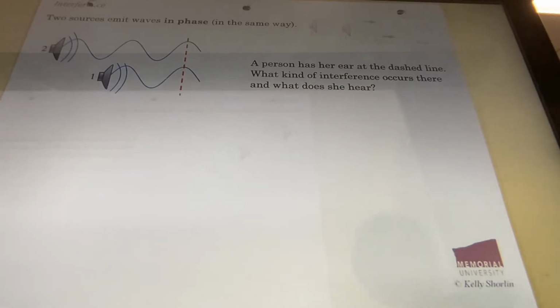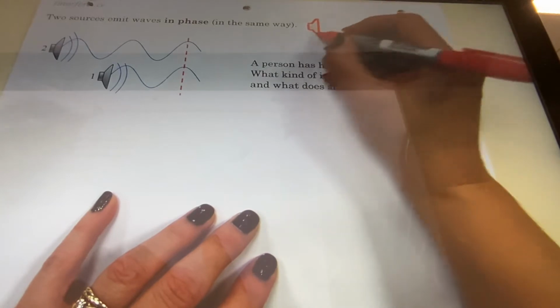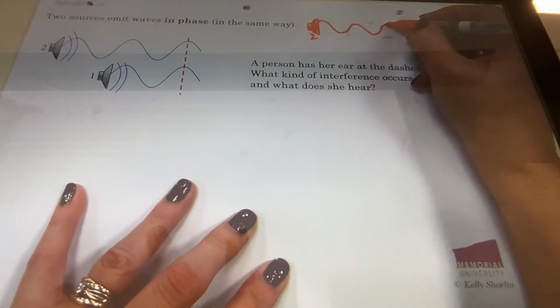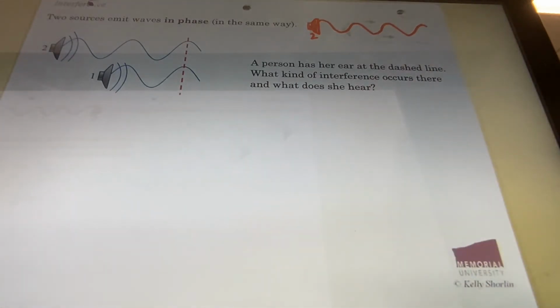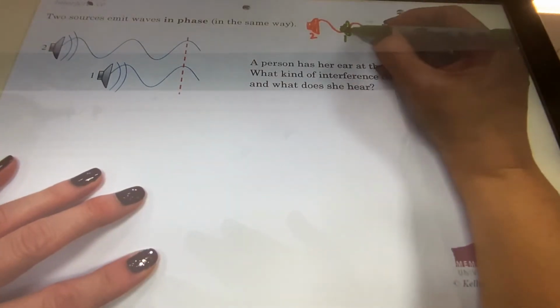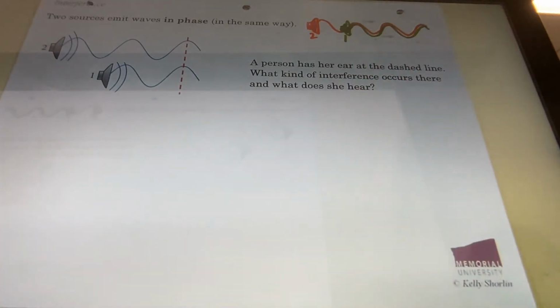Okay, so let's elaborate what we mean by two sources. By two sources, I mean that I have two speakers playing sound. In real life, if I was going to set this up and do it as an experiment, speaker number 2 would be right here. It's emitting a sound wave that's coming out like this. Speaker number 1 is just a little bit in front of speaker number 2. It's emitting a sound wave that comes out like this. And we're going to talk about what people hear when the two sound waves come together.